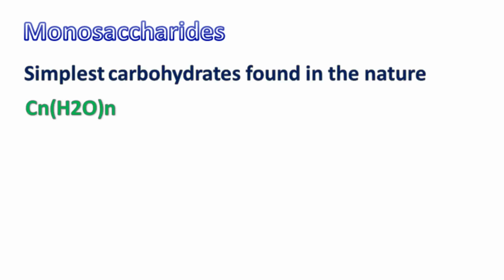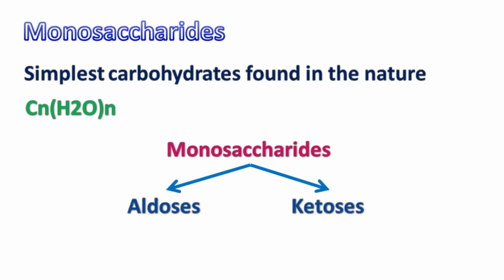Let's talk about monosaccharides. The word mono means one, and these are the simplest type of carbohydrates found in nature. They have the general chemical formula CnH2nOn. Monosaccharides are further classified into aldoses and ketoses.